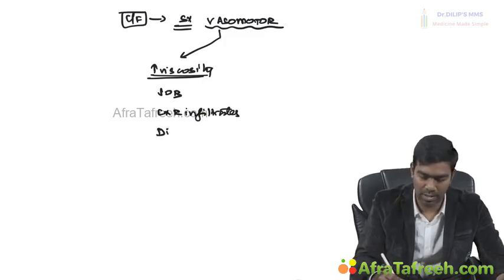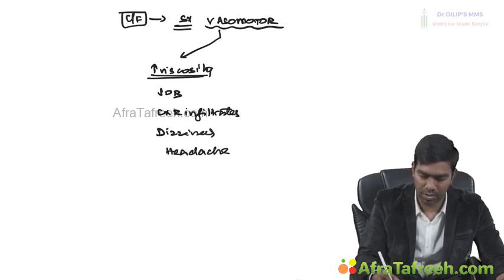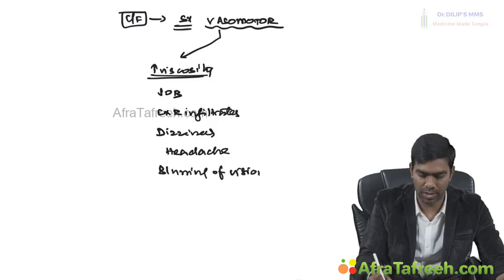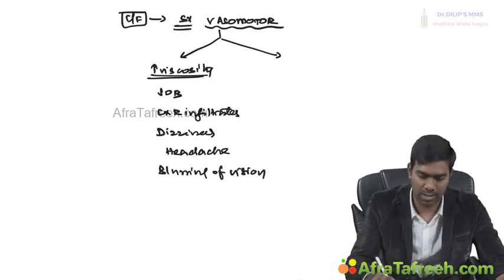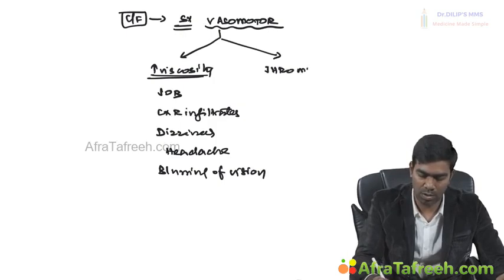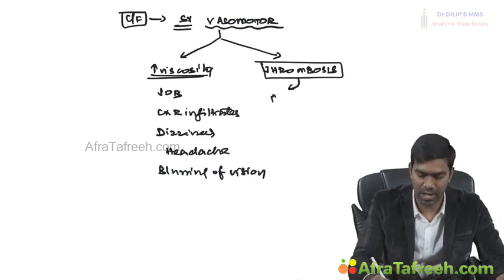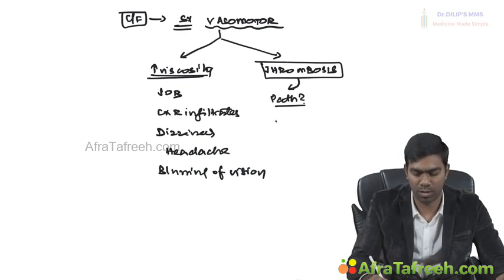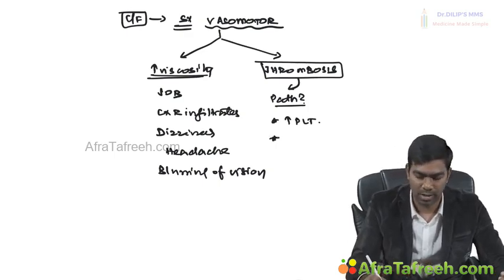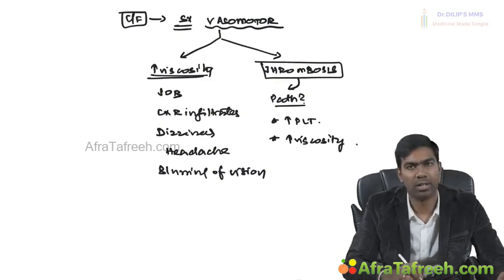Then you can get dizziness, headache, blurring of vision, tinnitus, a lot of things. Tinnitus is also common, blurring of vision, all these things can happen due to hyperviscosity. And next, they are also prone to thrombosis. If they ask you what is the reason, the pathophysiology for thrombosis? The first reason is that many of the patients will have increased platelet count, due to thrombocytosis. The second reason is hyperviscosity. Both are potentially going to increase the thrombosis.